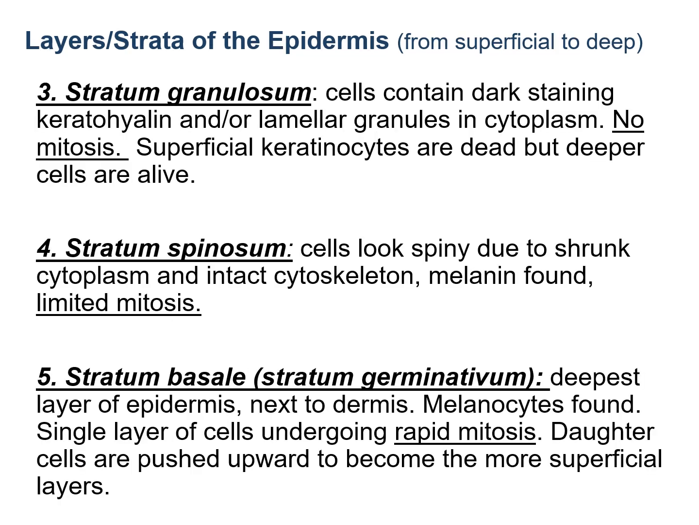The third layer is known as stratum granulosum. The word granulosum comes from granule because these cells contain very dark colored granules. These are keratohyalin or lamellar granules. In this layer, the cells are partially dead and partially alive. The superficial cells are dead, but the deep cells are alive. And in the cells that are still alive, there is no mitosis, so no cell division going on.